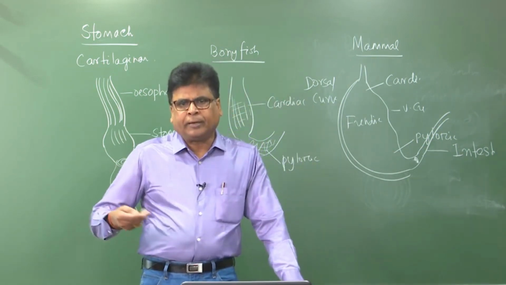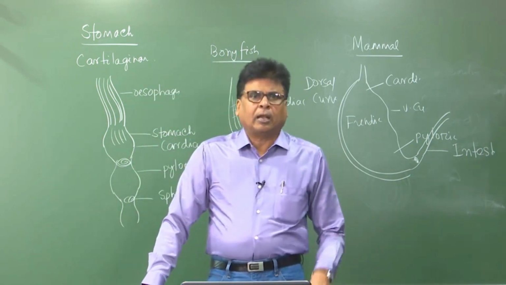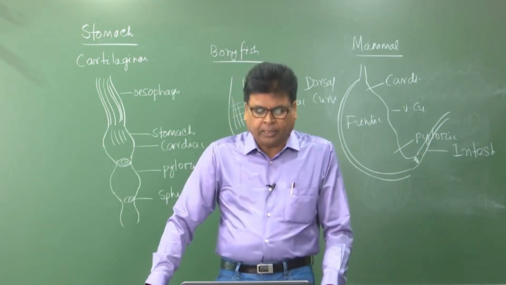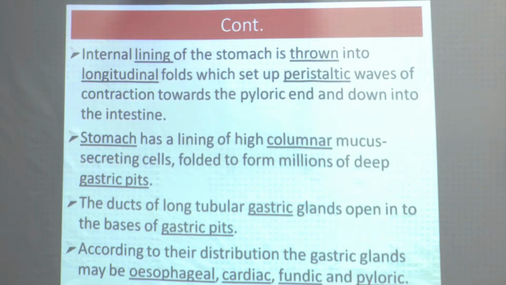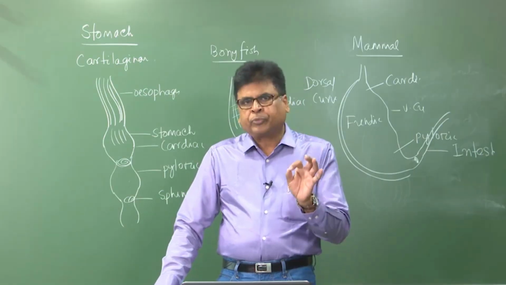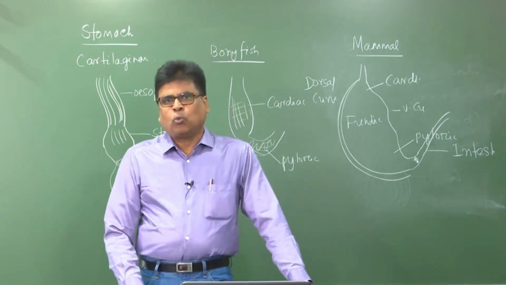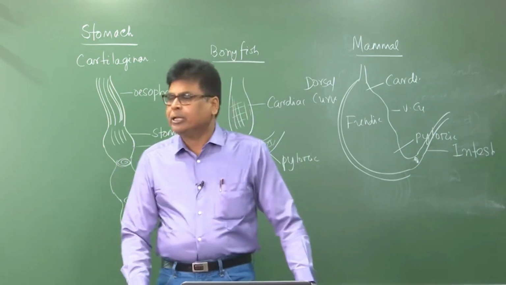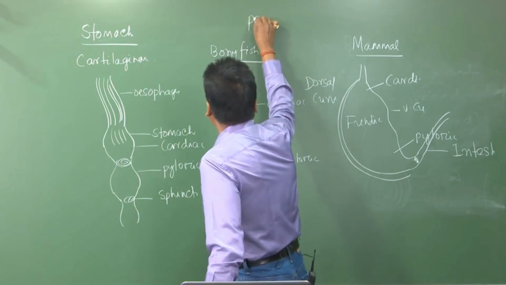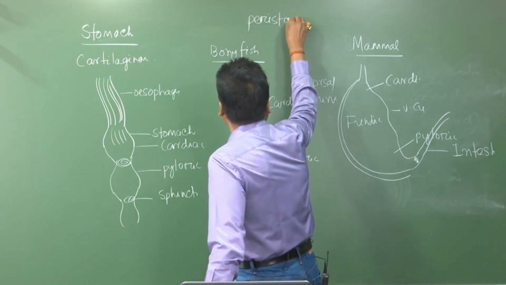If I observe the lining of this stomach, then what shall I see? The internal lining of the stomach is thrown into longitudinal folds, which set up peristaltic waves of contraction throughout the pyloric end and down into the intestine. Because you know the alimentary canal is characterized by one type of movement that is known as peristalsis, or peristaltic movement.